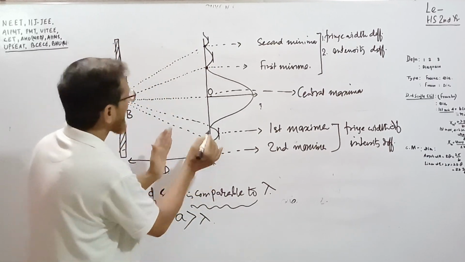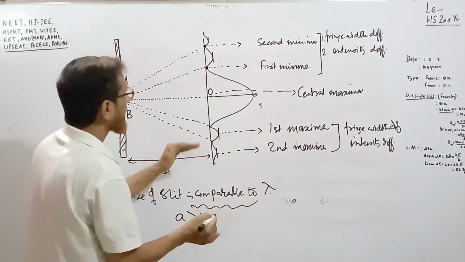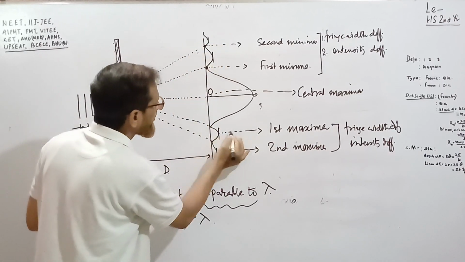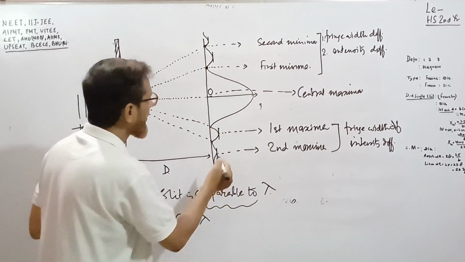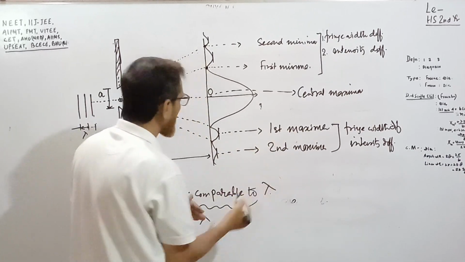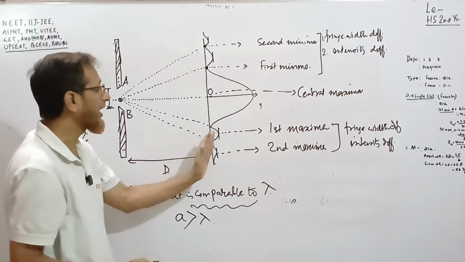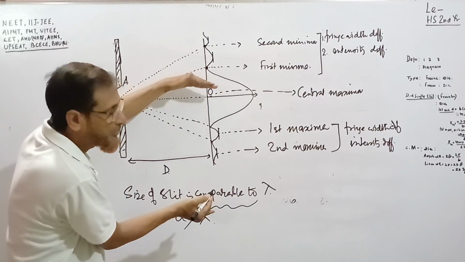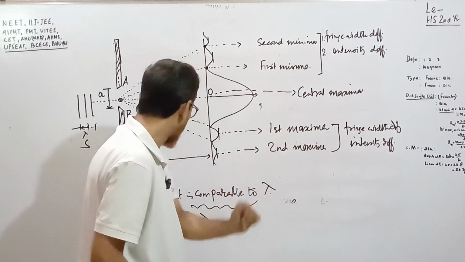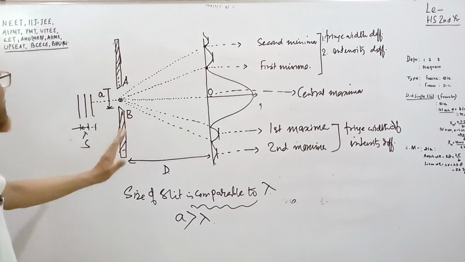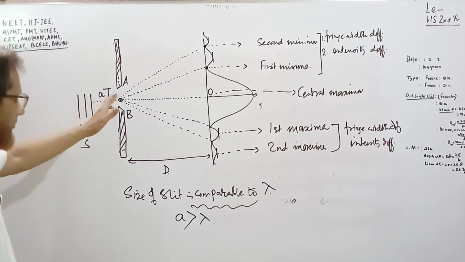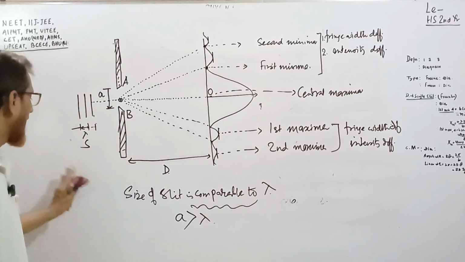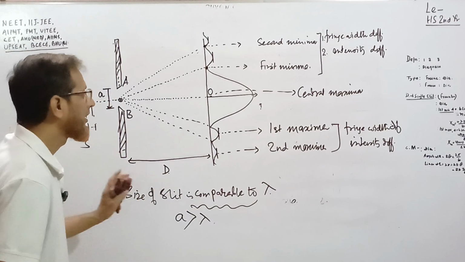And in the lower part, for clarity, I have shown the maxima on both sides; minima and maxima are the same. So it is the first maxima and the second maxima. Again, the intensity of the first maxima and the second maxima is different, and the width of the first maxima and second maxima is also different. This is a simple representation of the diffraction of light when it passes through the slit, and I have mentioned the condition here.